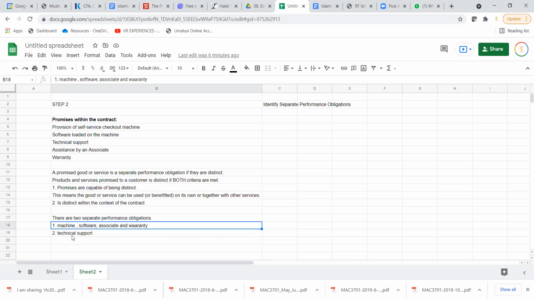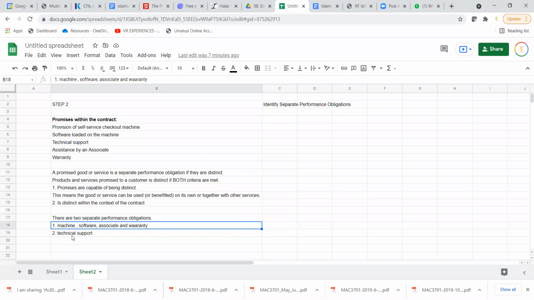Where the machine, software, associate, and warranty are concerned, what makes it one performance obligation? We said the machine and the software met criteria number 1. It was capable of being distinct. Why? You could benefit from it on its own. How could we benefit from it on its own? It was because it is sold and provided separately. So it met criteria number 1. The associate and the warranty did not meet criteria number 1. The associate, you only get because it's part of the contract. They don't sell the associate systems separately. So that is why it did not meet criteria number 1.